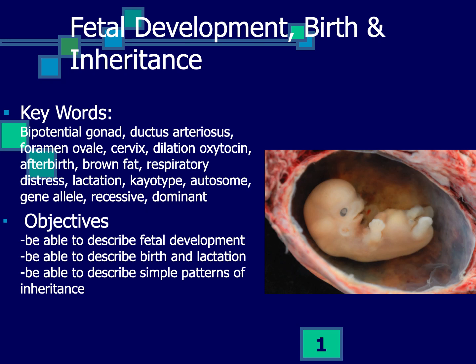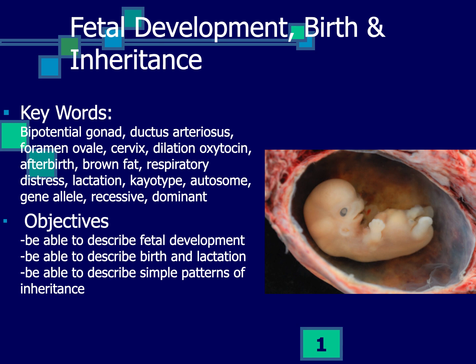So this is the last bit of new material for the course, Biology 214. We're going to talk about fetal development, the fetal period, birth, and inheritance. There's a picture there you can see at the time of about the end of the first trimester as the transition from the embryonic period to the fetal period.